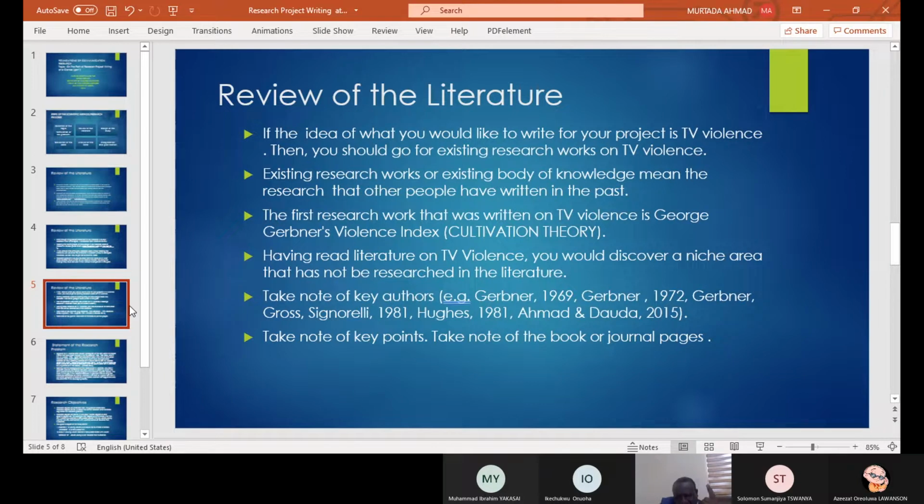When you are reading literature, 2 things are very essential. Take note of key points, and take note of those who mention the key points. Take note of the book, and of course, the book or journal pages. They will mention the name, Ahmad, 2015, and of course, the page will also be there. Talking about references, how to make references, whether inside the text, citation, is a subject of another day that we are going to talk about later.